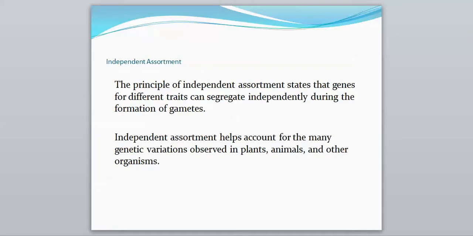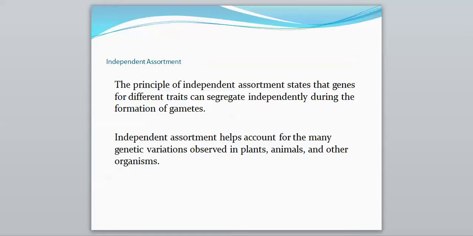So our principle of independent assortment states that genes from different traits can segregate or just separate independently during the formation of gametes, which are again our sex cells. Independent assortment helps account for the many genetic variations observed in plants, animals, and other organisms. So this does not just apply to our pea plants. It applies to animals, it applies to other plants and other organisms as well.